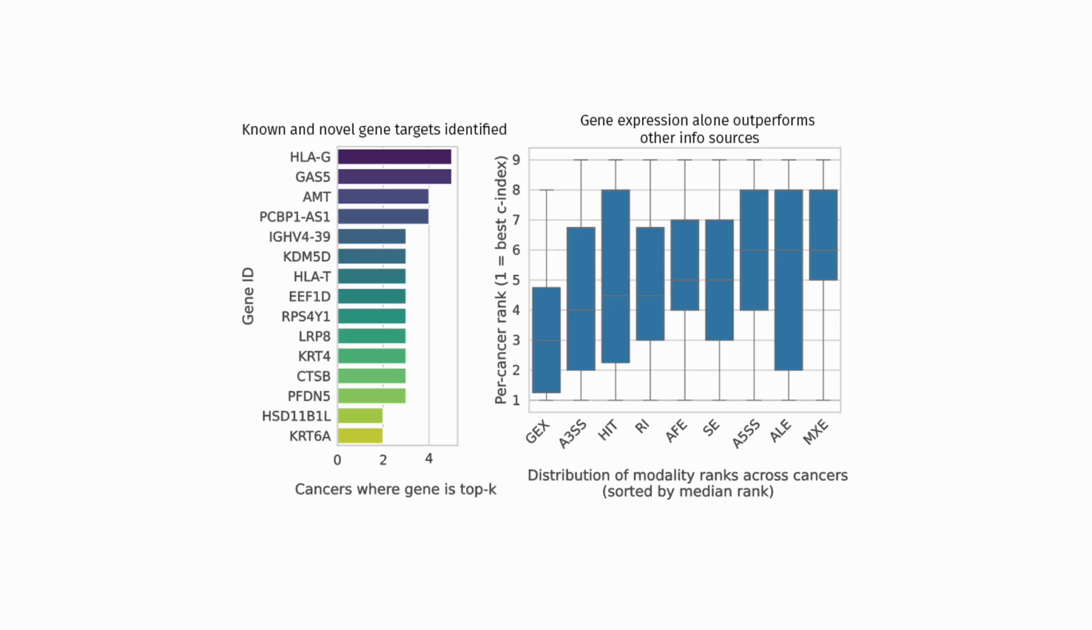And really hitting again, we see, looking at the distribution of per cancer rank, meaning we ranked for every cancer which modality was best performing and which was least performing, 1 through 9, that gene expression alone outperforms other information sources. However, a lot of other modalities are performing well.